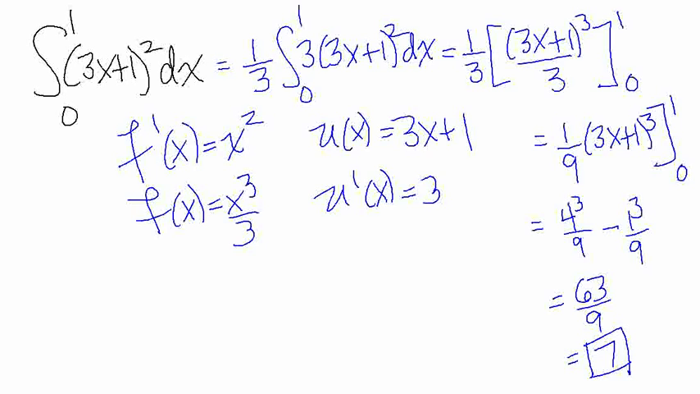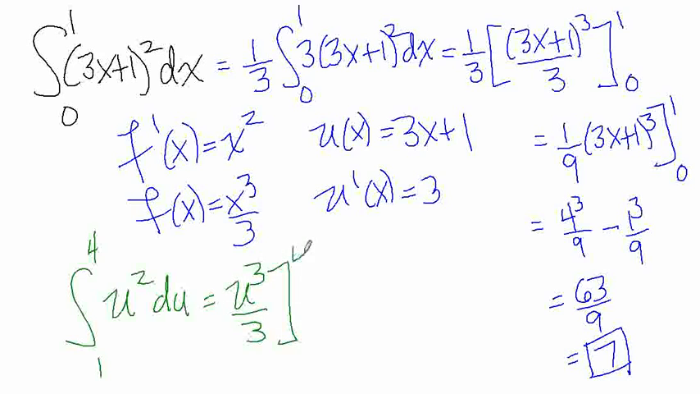And using that slightly different technique, where we rewrite the original integral in a simpler form, would have given us this: the integral of u squared with respect to u from 1 to 4. Okay, look how much nicer that looks. I think you would agree that that's a much nicer integral to do than the original one. But nevertheless, we'll get the same answer. u cubed over 3, evaluate that at 4 and 1 and take the difference. 4 cubed over 3 minus 1 cubed over 3 gives 7. Okay?